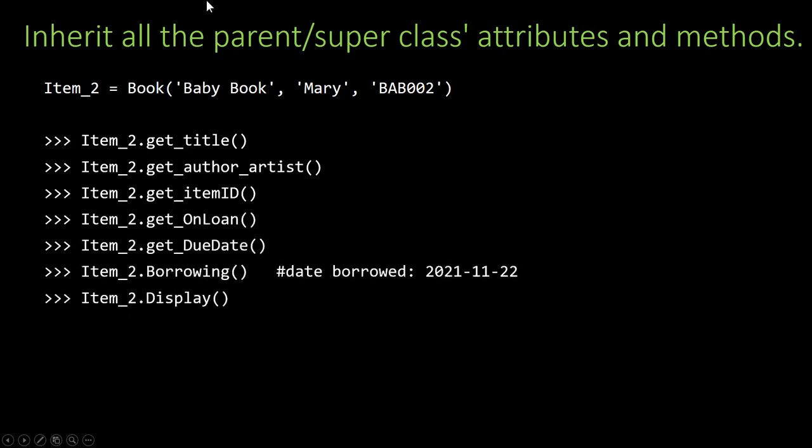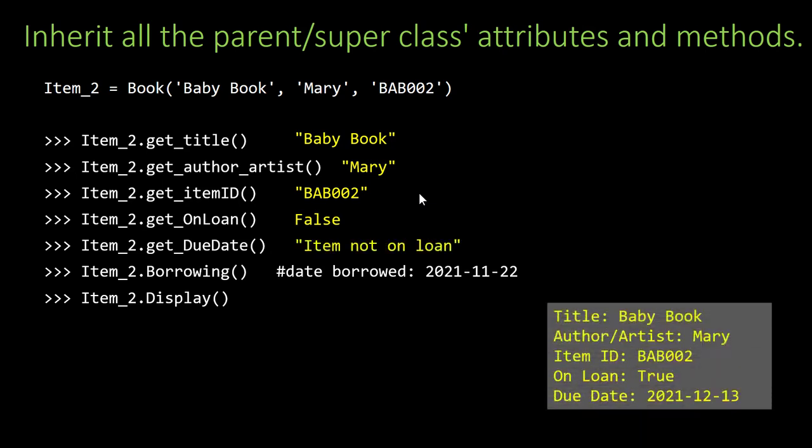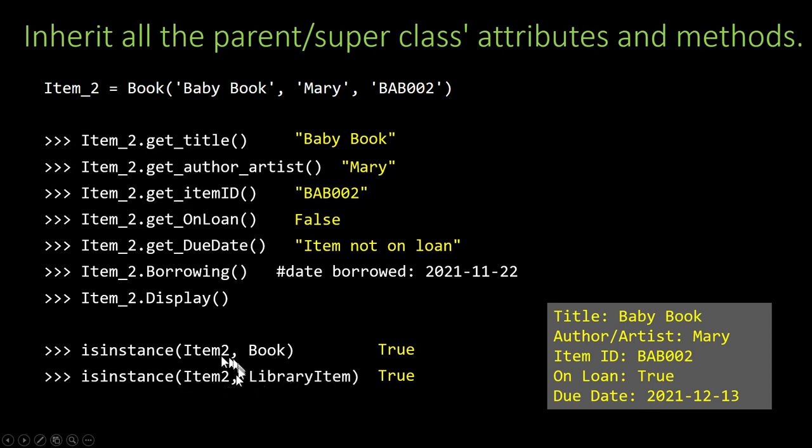Now the object created by the Book subclass inherits all the attributes and methods from the parent class. So we can use getTitle, getAuthor, getItemID, getOnLoan, getDueDate, and even use the borrowing method and also the display method. We can also check whether item2 is a Book object by using isinstance. And when it returns True, it shows that item2 is indeed a Book object. You can also check that item2 is also a LibraryItem.